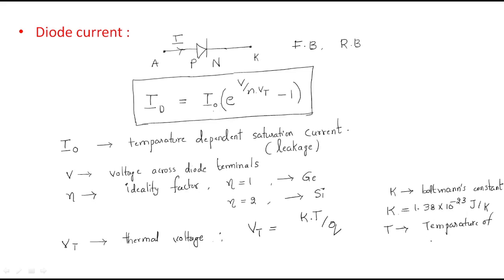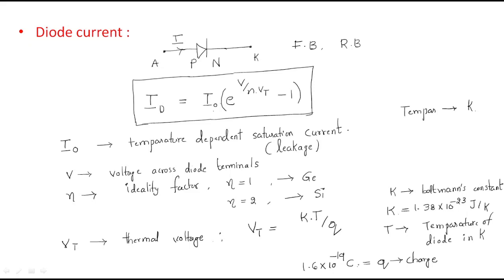T is the temperature at which the diode operates, represented in Kelvin. Generally temperature is measured in two units, degrees Celsius and Kelvin. In diode characteristics, we always consider temperature in Kelvin units. Next, small q represents the charge, which equals 1.6 into 10 power minus 19 coulombs.